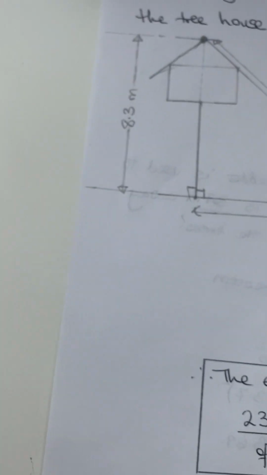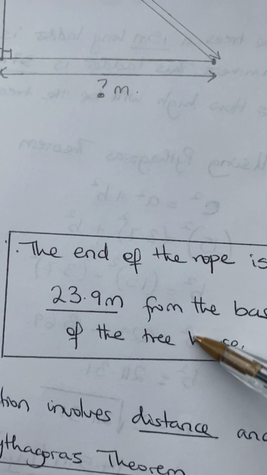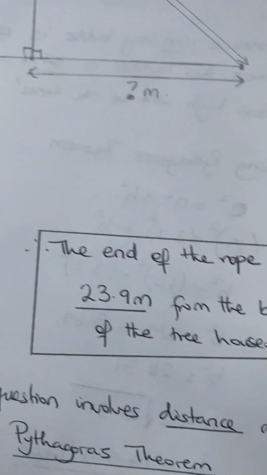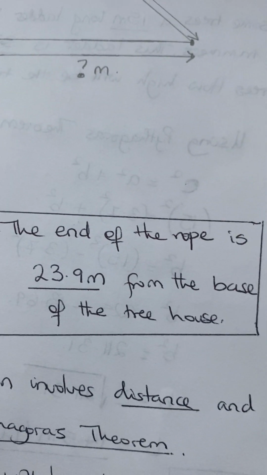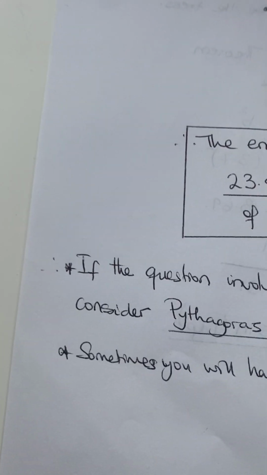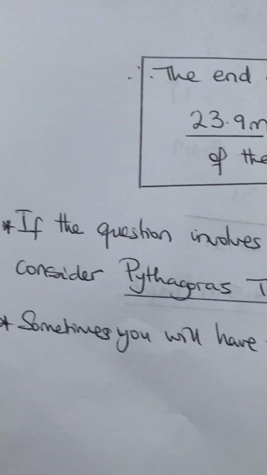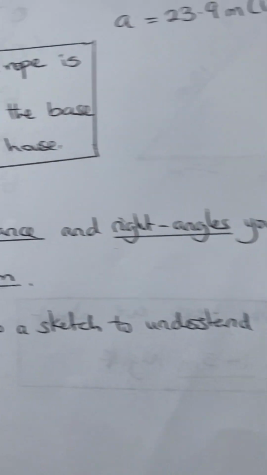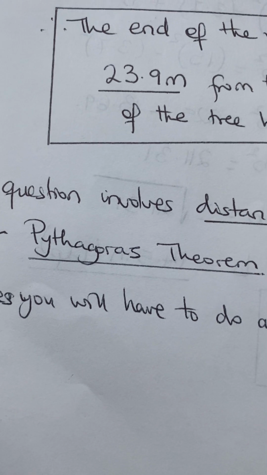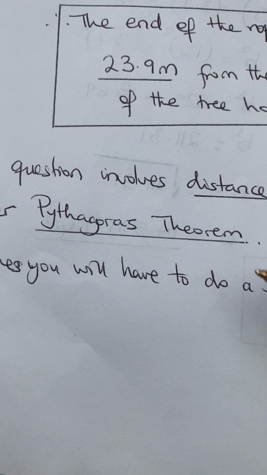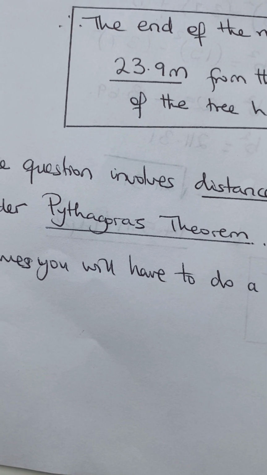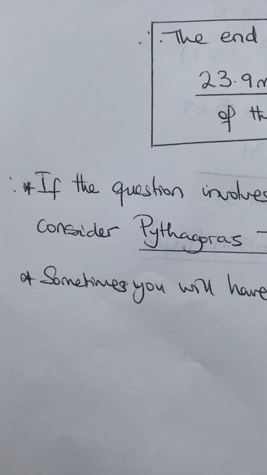Okay, remember your units again. And if they ask you to leave your answer in 1 decimal place or 3 significant figures, you know how to do that. We have videos on that. Please go and watch. So now what have we learned from Pythagoras? If the question involves distance and right angles, you can consider using Pythagoras theorem, especially if you sketch and you can see a right angle, and you can see a diagonal, and you can see one side, or you can see 2 sides with a diagonal and a right angle. Then you can apply Pythagoras.